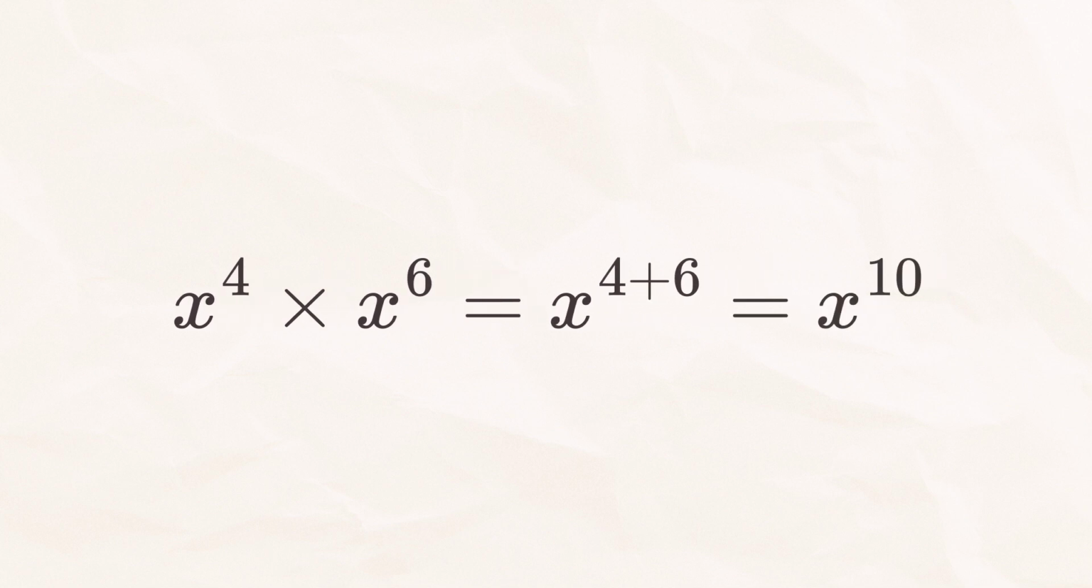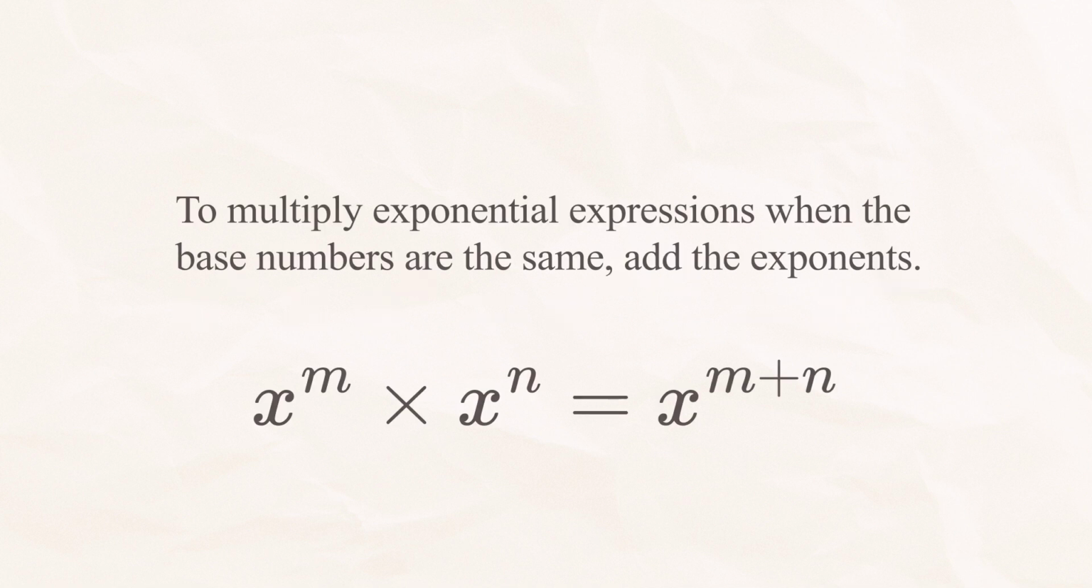We can now turn our attention to finding out x and getting the full answer if we are solving an equation, or just leave it like this if x is a mystery. Either way, we've simplified the expression. Yay! We've learned how to multiply exponential expressions when the base numbers are the same. You just add the exponents.